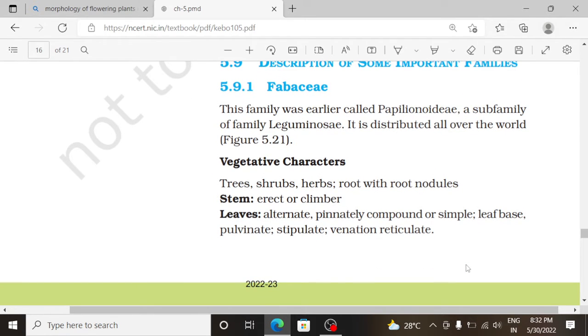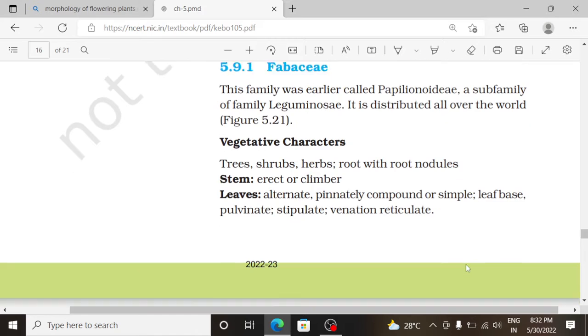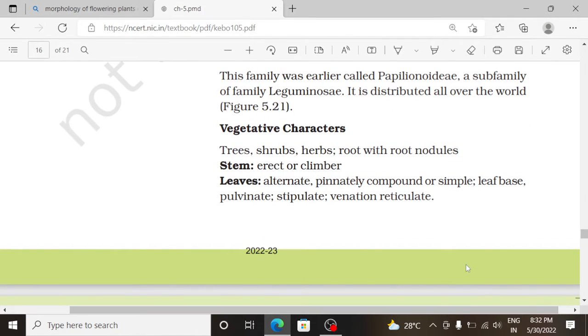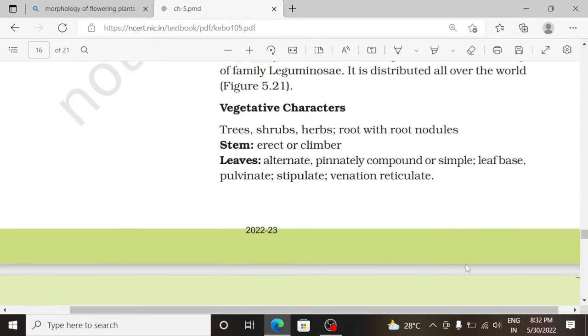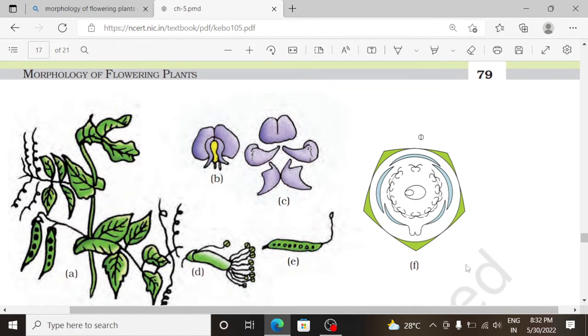Vegetative characters are trees, shrubs, herbs, and root with root nodules. Stem is erect or climber. Leaves are alternate, pinnately compound or simple, leaf base pulvinate, stipulate, venation reticulate.